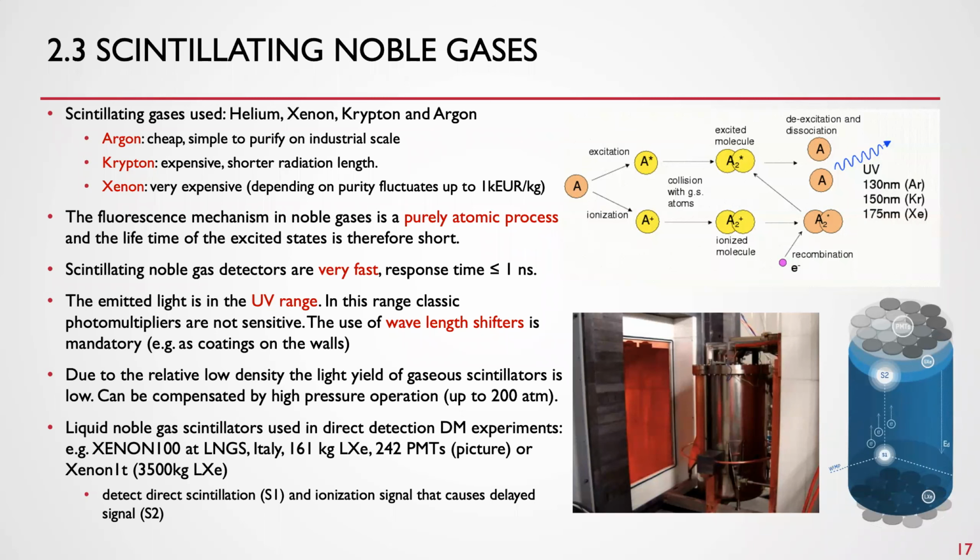Okay, let's look next at scintillating noble gases. Not so different, I would say, from the crystals, except that it is either in gas or liquid form. Scintillating gases that are used are helium, xenon, krypton, and argon, mostly depending on your budget. Well, maybe not for helium, but xenon, krypton, and argon. Argon is a comparably cheap gas with comparably high light yield, the best compromise, and can therefore be used in calorimetry. For example, the ATLAS calorimeter is liquid argon.